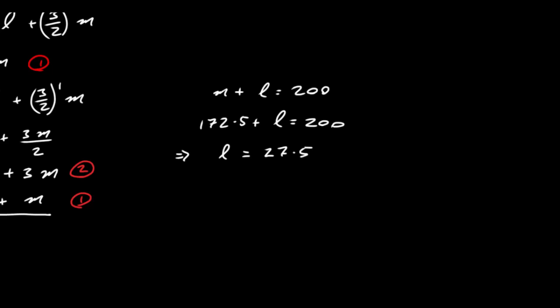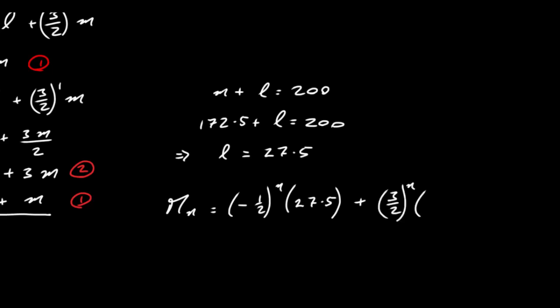Okay, so we have L and m. That'll finally give me our final solution here of minus a half to the power of n times 27.5. That's our L that we've just worked out, plus 3 over 2 to the power of n, and we worked out the m value, I should say, of 172.5. And that's our solution.